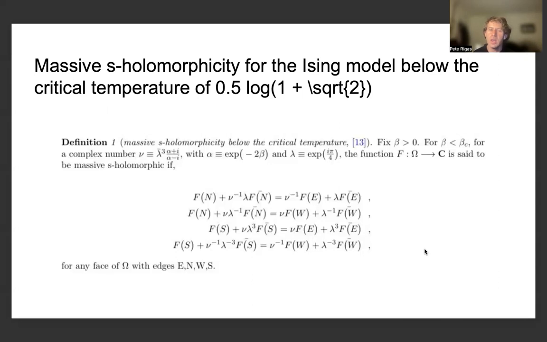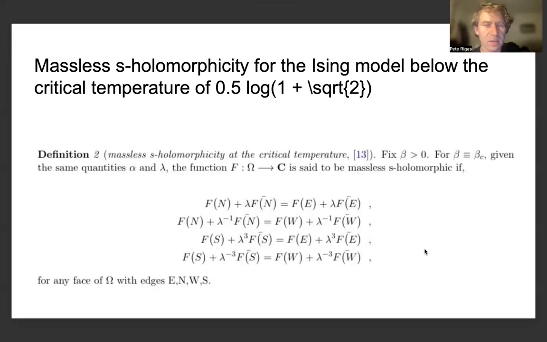And below the critical temperature, there's an existence of some function which is related to the parafermionic observable, because it satisfies the Cauchy-Riemann equations. But we have to be careful when we take the complex conjugate of this holomorphic function, the function from omega into the complex numbers, because we have to account for some other parameters, either relating to the exponential i pi over 4, which is relating to some possible winding of the path within the collection of north, east, south, and west faces, as well as some other lambda parameter and an alpha parameter, which is proportional to the exponential of the minus inverse temperature.